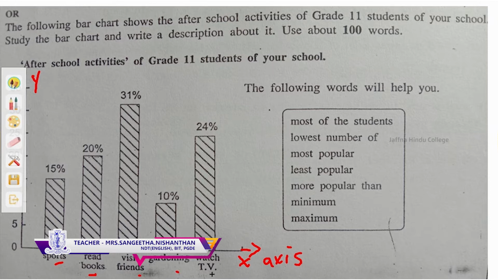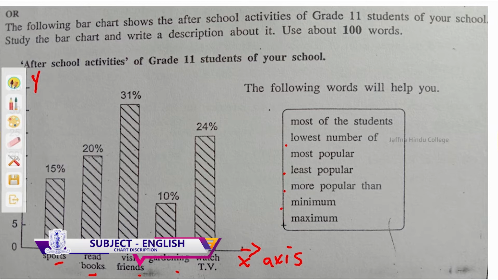The words they have given you are most of the students, lowest number of, most popular, least popular, more popular than, minimum and maximum. You can use these words. No need to use all the words given there. Right? Now let's study the graph.